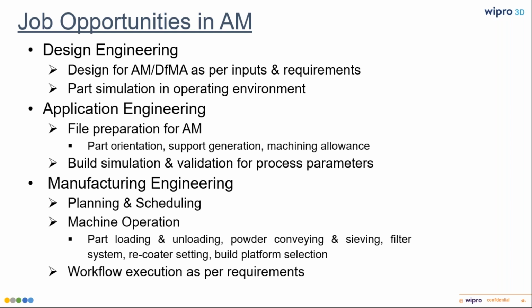Thereafter, you have application engineering, wherein there is file preparation for the respective part. So in what way we want to orient it, in what way you would want to add the supports, and the respective machining allowances wherever machining is required for the part. And again, the build simulation and validation for the set of process parameters. Then manufacturing engineering, again, planning and scheduling.